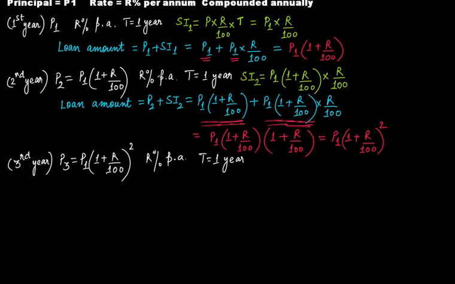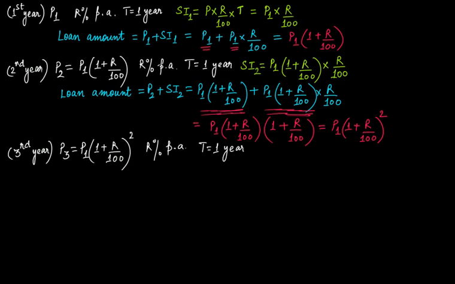Okay, so if you calculate the simple interest for this year, let's denote it by SI3. So P multiplied by R multiplied by T. What's P? P is P1 times 1 plus R by 100 squared, multiplied by R, that is R by 100, multiplied by T, that is 1 year. So P multiplied by R multiplied by T will give us this. What will be the loan amount?